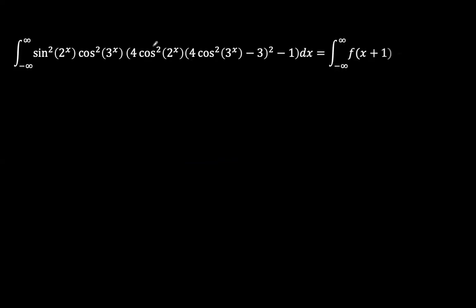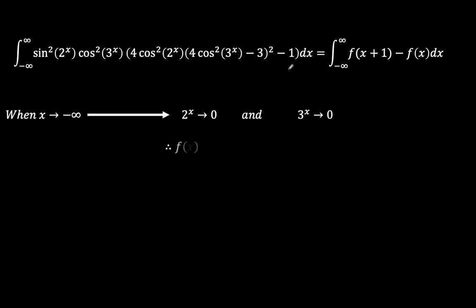Now, one interesting thing with this integral is that when x tends to negative infinity, 2 to the power x tends to 0, 3 to the power x tends to 0, and so on. So this entire thing just collapses to 0. And that is a very, very important thing to have in mind first of all. So when x tends to negative infinity, 2 to the power x tends to 0, and also 3 to the power x tends to 0, right?